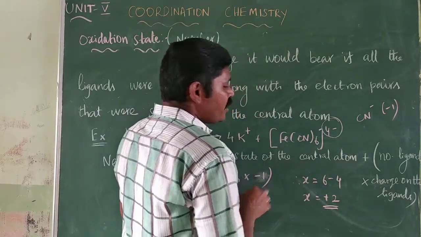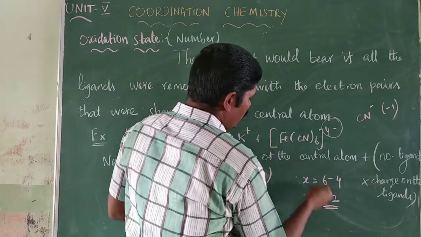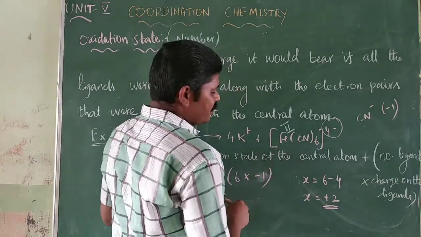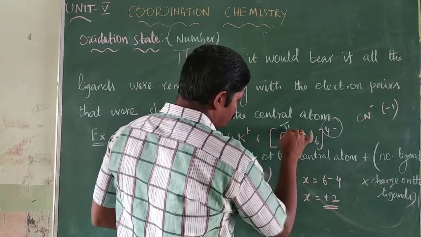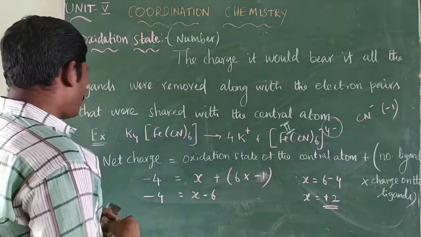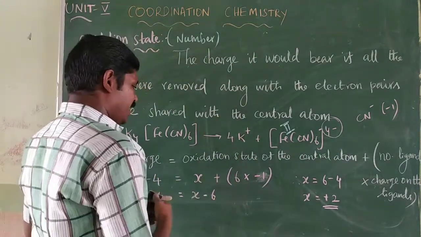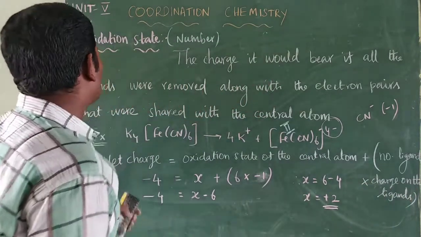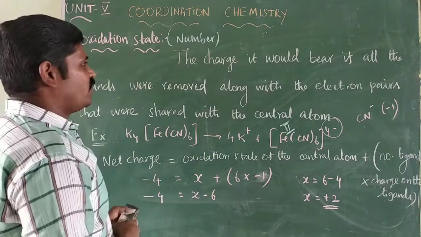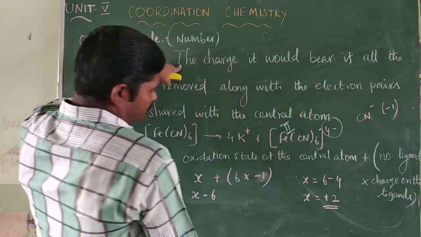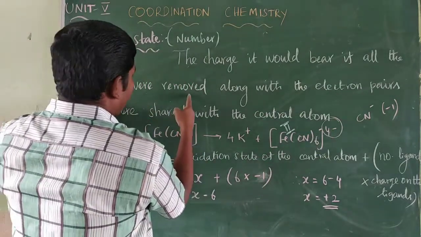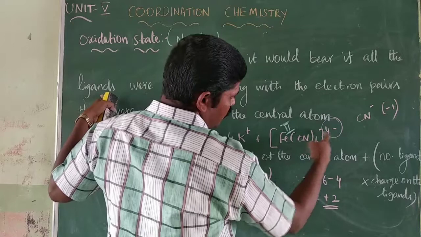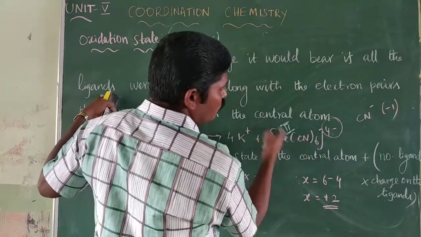It is represented by a Roman numeral, so the oxidation state is II. The net charge is equal to the sum of the oxidation state of the central atom and the number of ligands into the charge on the ligands. The oxidation state of the central atom is defined as the charge it would bear if all the ligands were removed along with the electron pairs. So remove 4 minus from 6 minus, remaining 2. So 2 is the oxidation number.